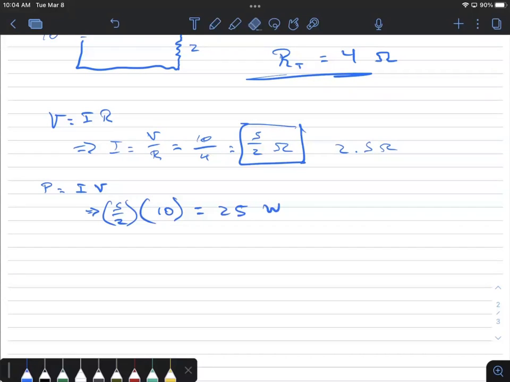Oops, I'm sorry, it's not ohms. I'm solving for current. This is amps, my lord. So 25 watts.